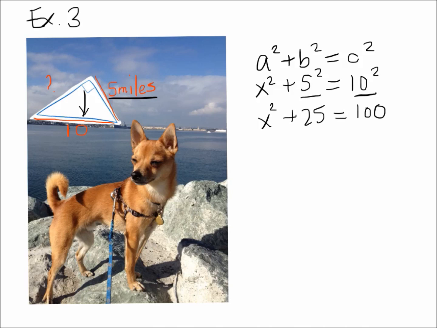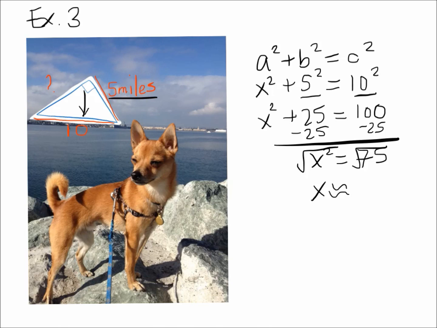Now again, I have this problem where I'm trying to isolate the x squared, and this 25 is in the way. So in order to move that and isolate the x squared, I'm going to subtract 25 from both sides to get x squared equals 75. There's squaring, so I square root. Using my graphing calculator, I plug in the square root of 75, and I get that x is approximately 8.6. That means that this side, a little bit longer hike than the other, is about 8.6 miles.